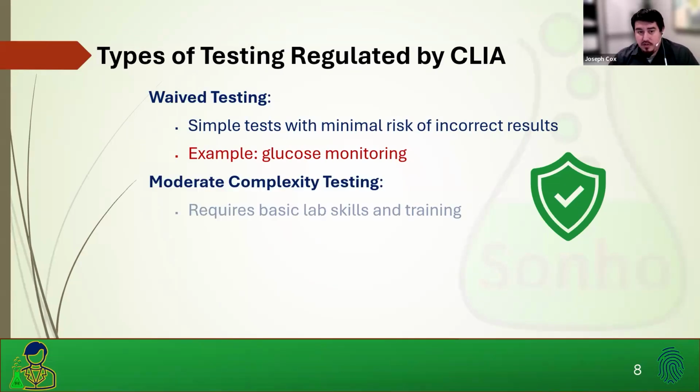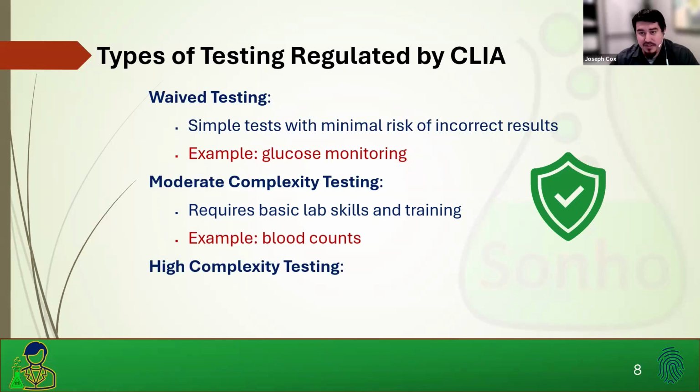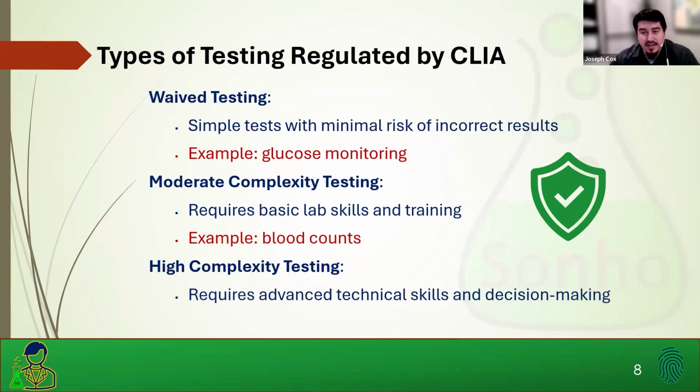Moderate complexity testing requires basic lab skills and training. An example of this is blood counts. This is typically hematology, so counting how many red blood cells, white blood cells, things of that nature are considered moderate complexity. And then finally, there's high complexity. This requires advanced and technical skills and decision making. Examples of this include molecular diagnostics, specifically anything PCR testing wise, NGS, PGX, infectious testing, and toxicology with mass spec falls under high complexity. Anything that's not FDA regulated, anything that's a lab developed test, will fall into high complexity.